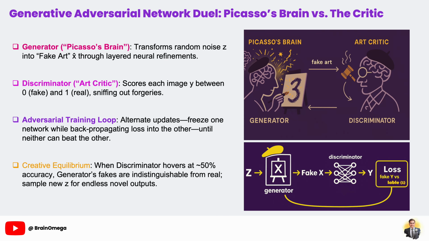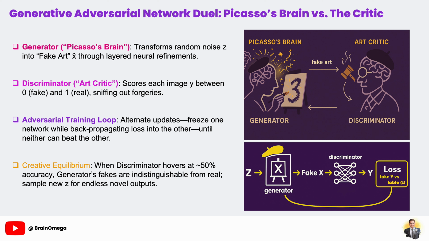Imagine Picasso painting in the dark, guided only by random sparks of creativity, static in his mind's eye, with a stern art critic in the next room sniffing out every forgery. That duel is exactly what happens inside a GAN, or Generative Adversarial Network.